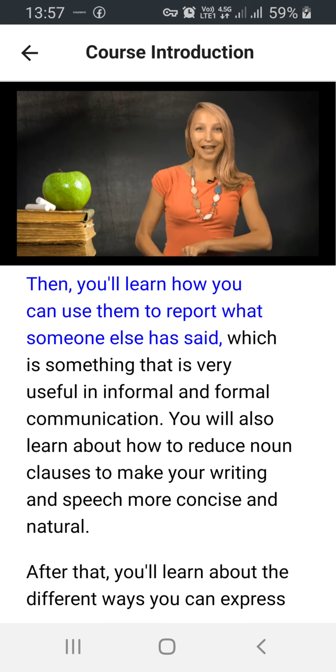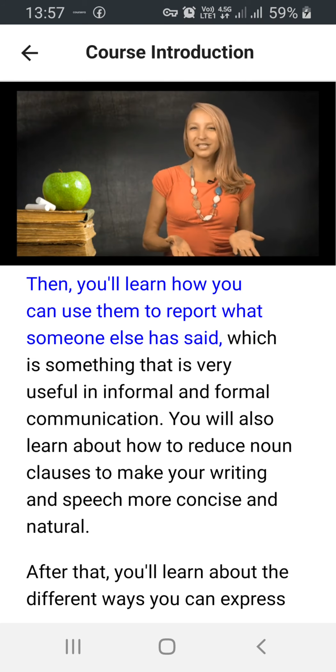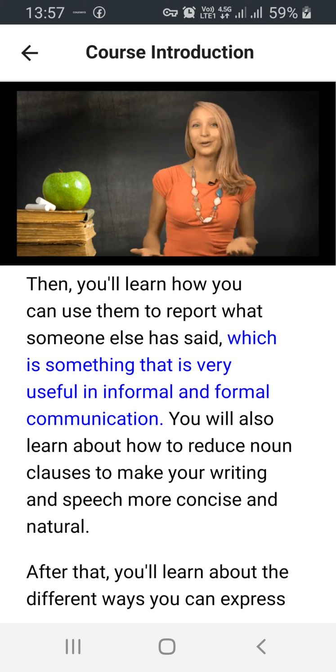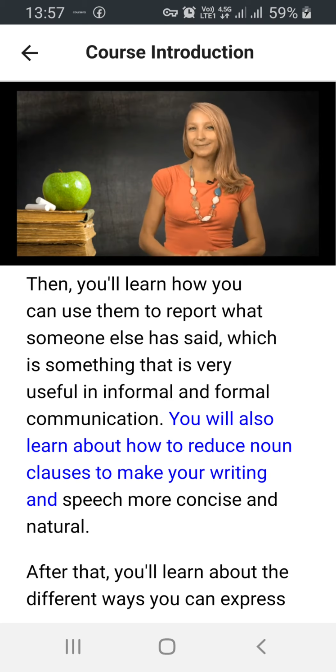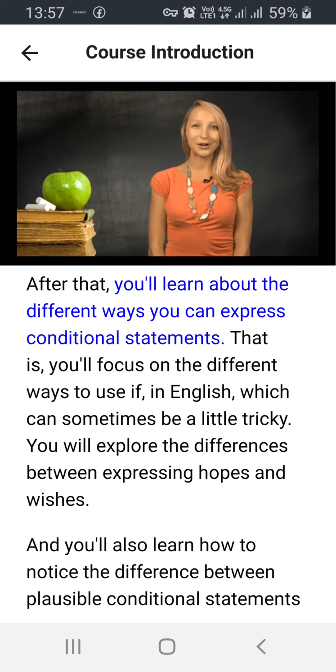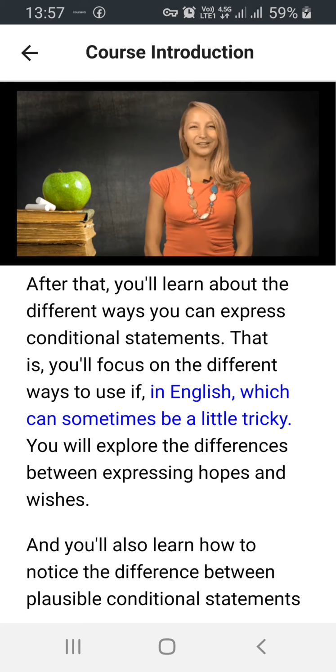Then, you'll learn how you can use them to report what someone else has said, which is something that is very useful in informal and formal communication. You will also learn about how to reduce noun clauses to make your writing and speech more concise and natural. After that, you'll learn about the different ways you can express conditional statements. That is, you'll focus on the different ways to use if in English, which can sometimes be a little tricky.